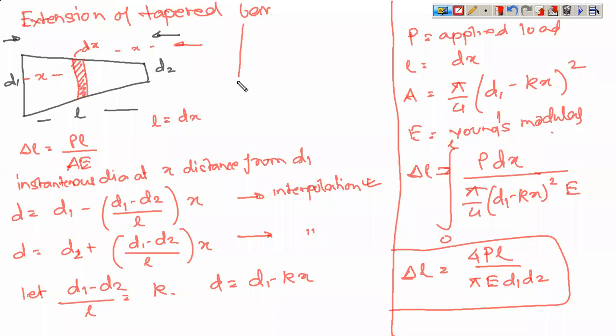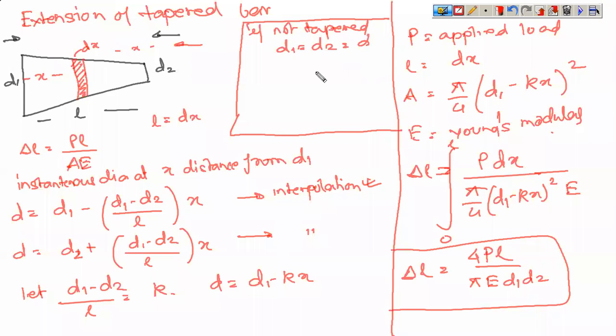Now let us assume that this was not tapered. So if this was not tapered, then let us say that it has the same diameter. If it is not tapered, that automatically means that d1 is equal to d2. Let us say this is equal to d. So if you put d1 is equal to d2, what will you get? Delta L is equal to 4PL by pi d square.